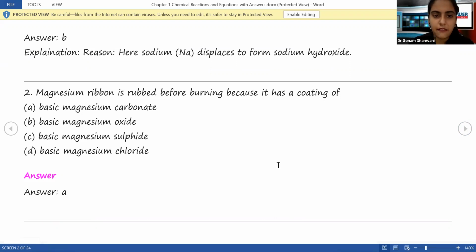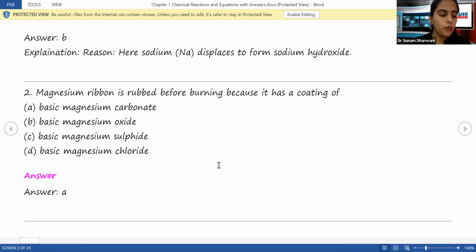Magnesium ribbon is rubbed before burning because it has a coating of. Now for this you need to know that magnesium ribbon has a coating of magnesium oxide. It actually does not have a layer of carbonate. So the answer given here as carbonate is wrong. The answer is basic magnesium oxide. Please keep in mind the answer is not A. The answer is magnesium oxide.